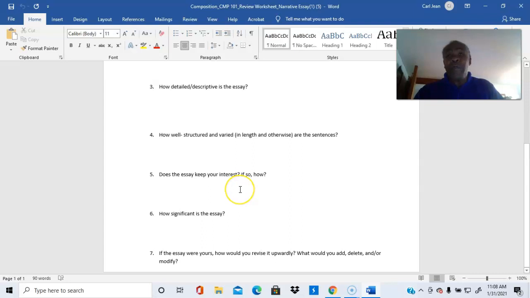I cannot tell you from my head what these techniques are. It's up to you to read the essay very carefully to figure out what in this essay helps you keep reading them. Next question, number 6, about the significance of the essay. Well, writers, they don't write narrative essays for the sake of writing them. They write them because they have a message they want to communicate.